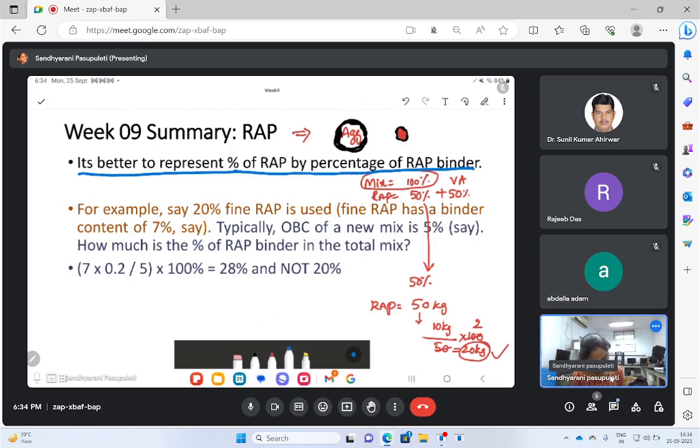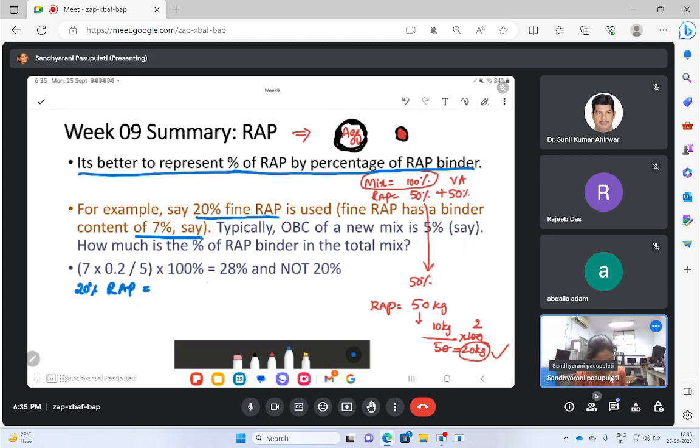Let us say 20 percentage of RAP. As we have already discussed, when we see 20 percentage of RAP directly, what do we think? RAP percentage is 20. So out of total 100 kgs of mix, 20 kgs is RAP and the remaining 80 is new aggregates. Then we cannot directly say 20 percentage of RAP. So now we have to find out what is the binder content in this RAP. In the question they have given that 7% is the RAP binder.